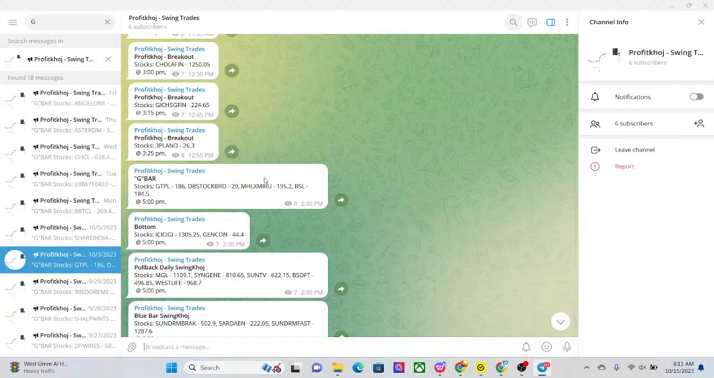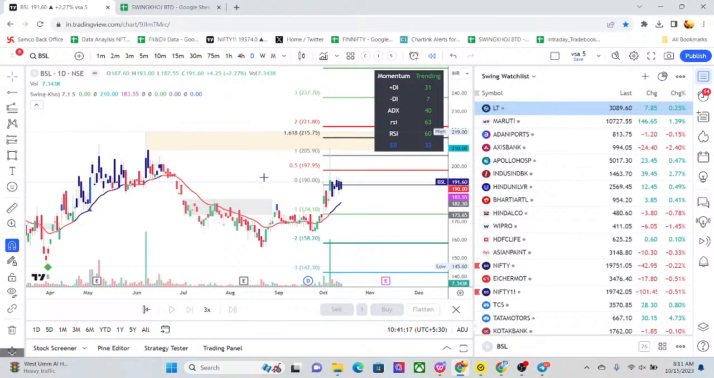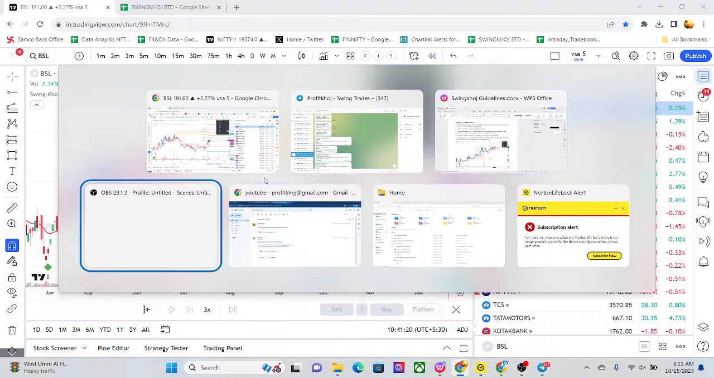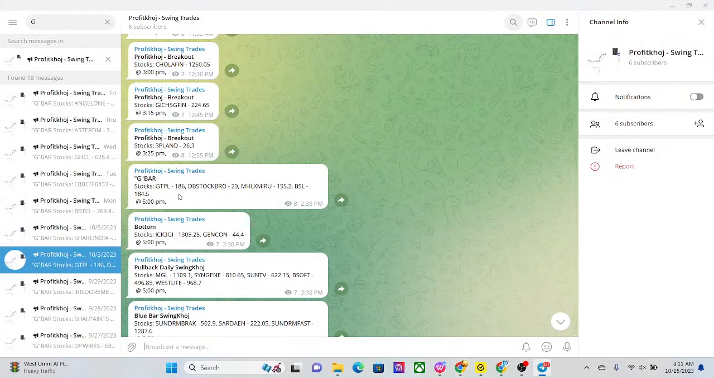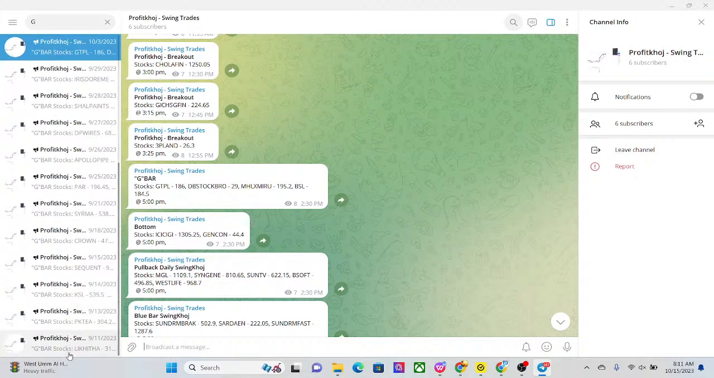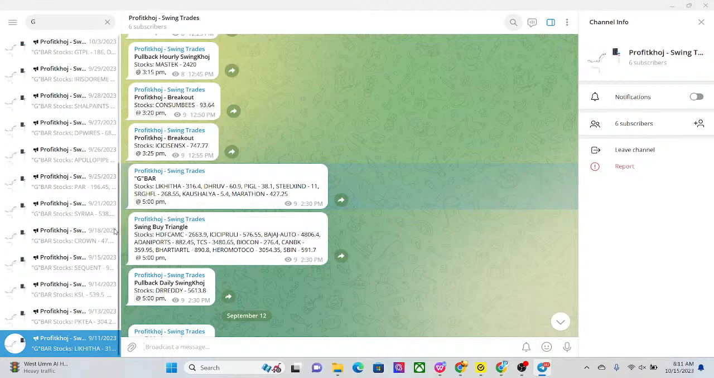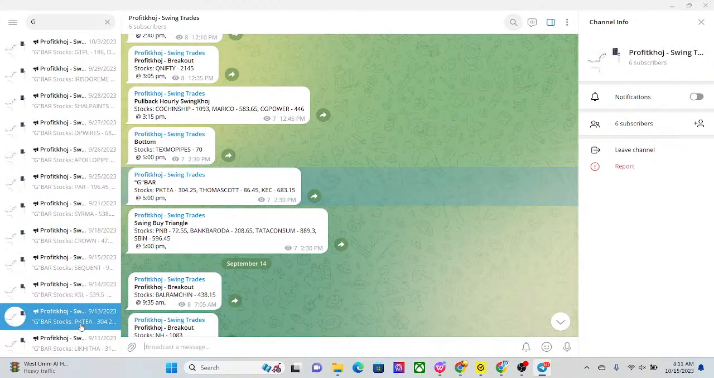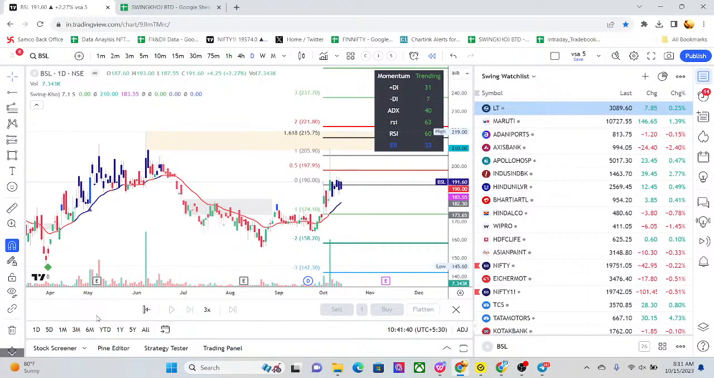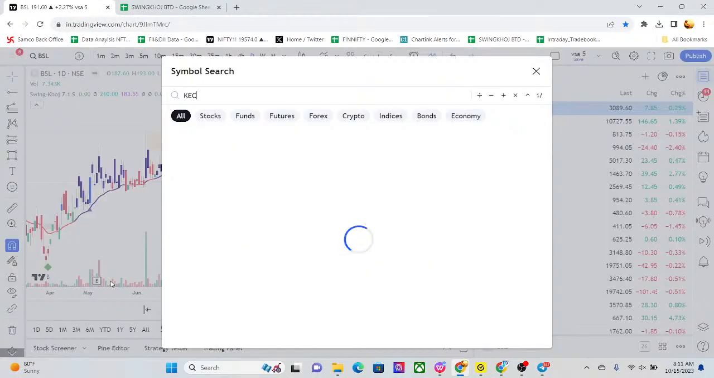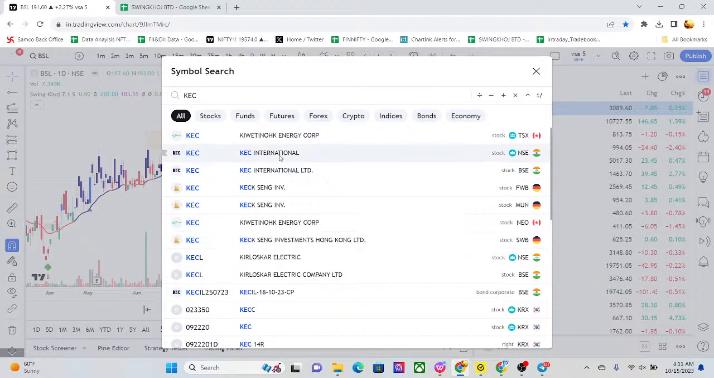Let's see some other examples if you want. So G bar stop loss. Okay. Let's take one another example. Let's take some old one. Too many stocks here. Okay, KEC. What is the date? 13/9. KEC International.